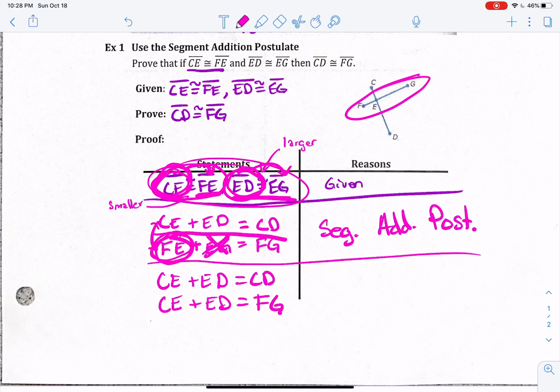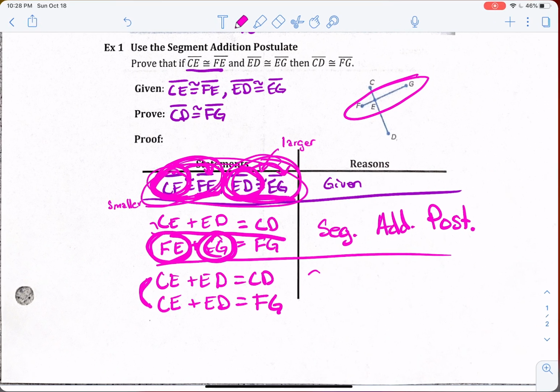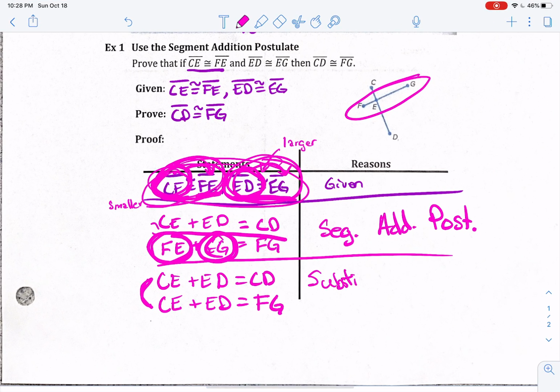Okay, so let's rewind. What I did, let me see if I can erase this. EG. I took this and replaced it with CE because that's what it is. I took EG and replaced it with an ED because that's what it says up here that they are equal to. Okay, our very first statement. So I have CE plus ED equals CD, and CE plus ED equals FG. That was all from substitution. I substituted these in here at the top for their respective values down below.